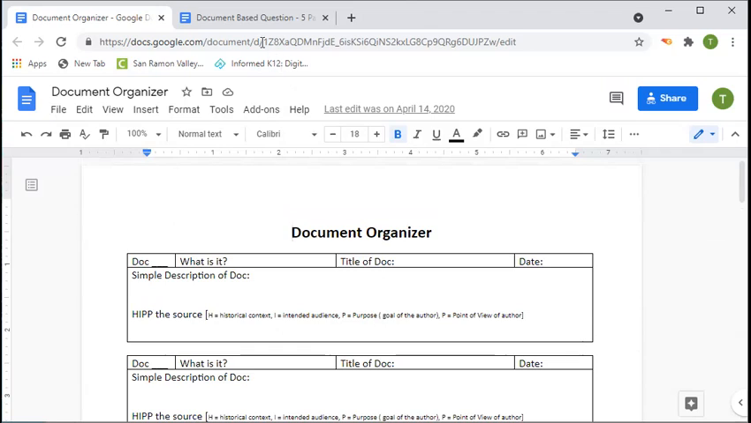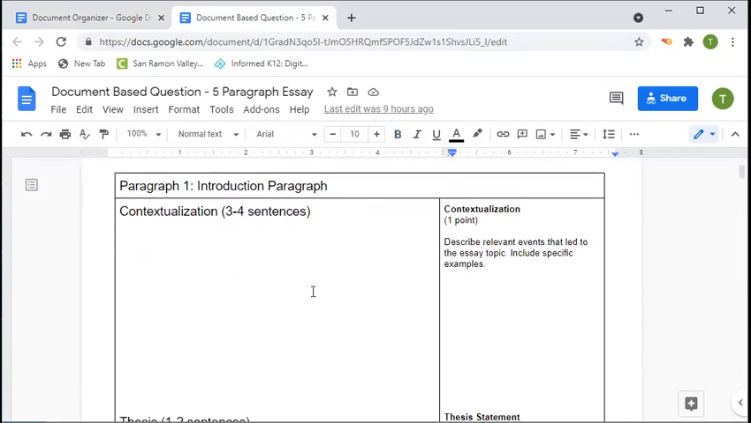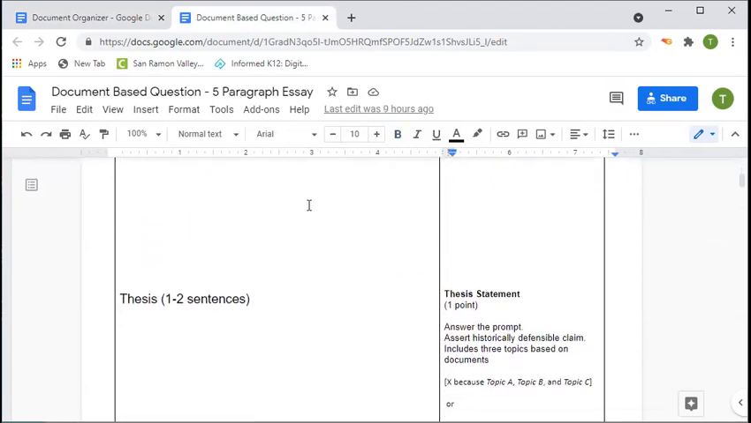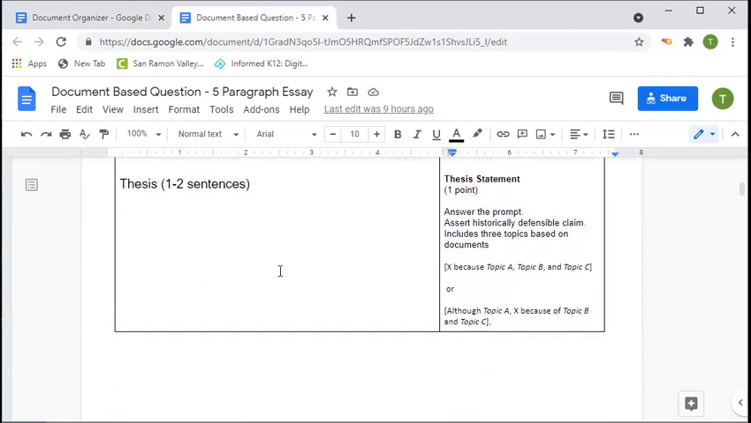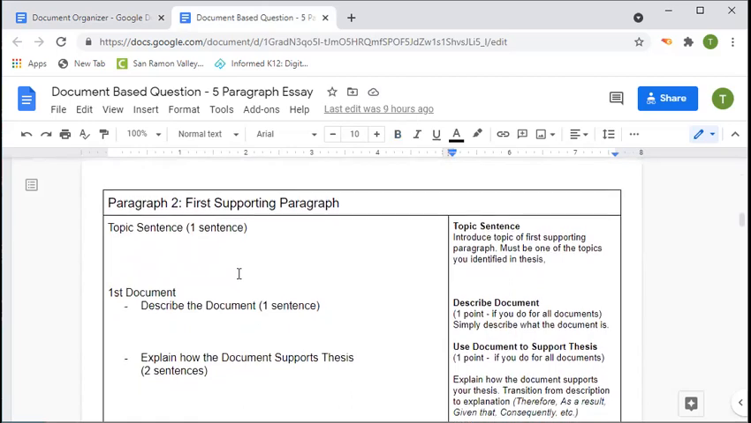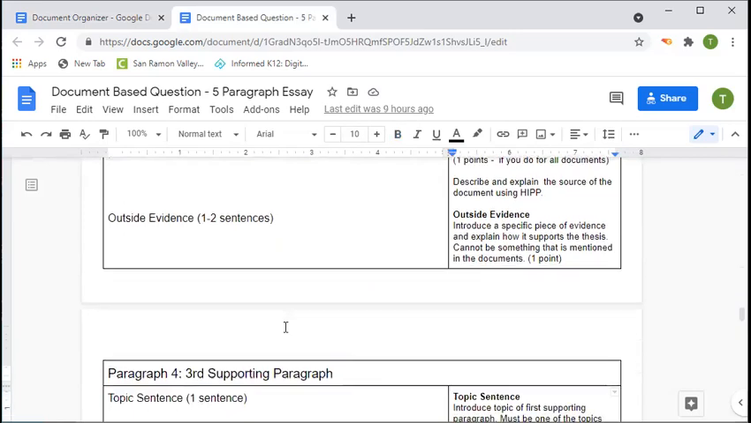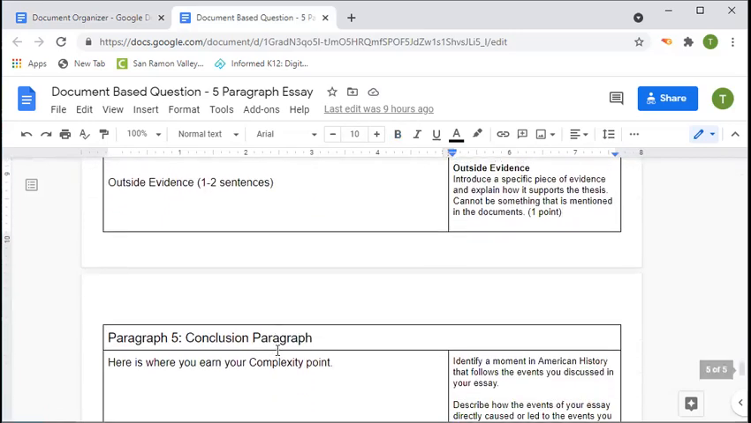Then the second thing you'll do is you'll actually outline your DBQ. So what I have here is a DBQ outline form in which you will go through the actual process of outlining a DBQ. So you'll have contextualization here, you'll have thesis here. This is your introductory paragraph, so you have a large box that's your introductory paragraph. And then you will have your first supporting paragraph, which is paragraph 2. Paragraph 3 is your second supporting paragraph. Paragraph 4 is your third supporting paragraph. And then you'll have your conclusion.